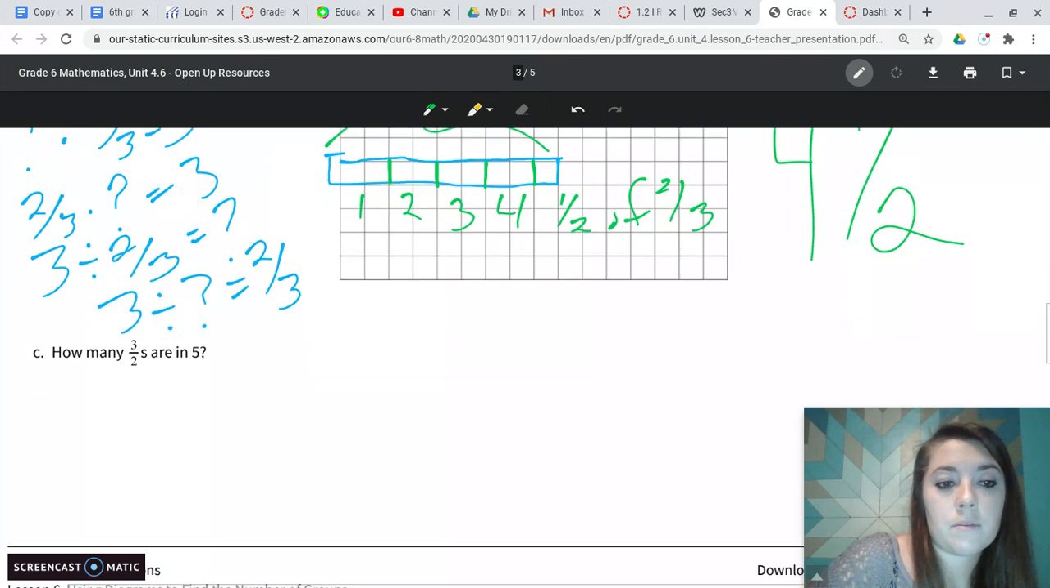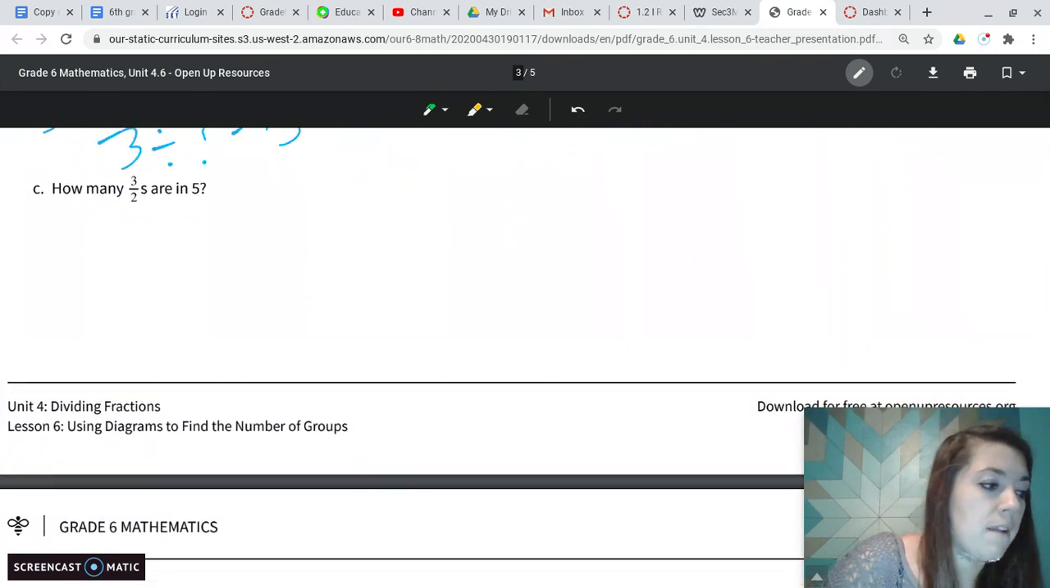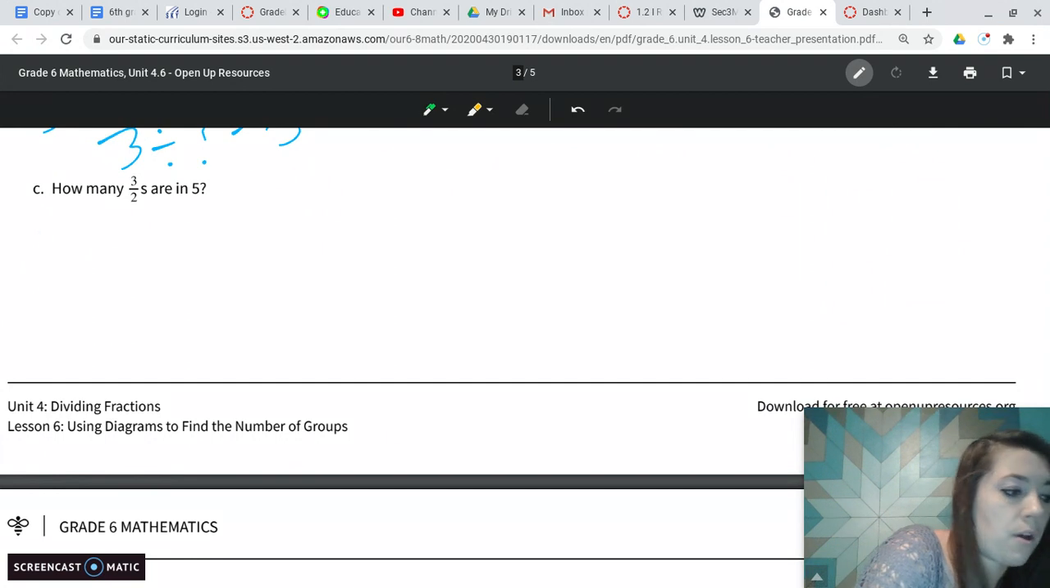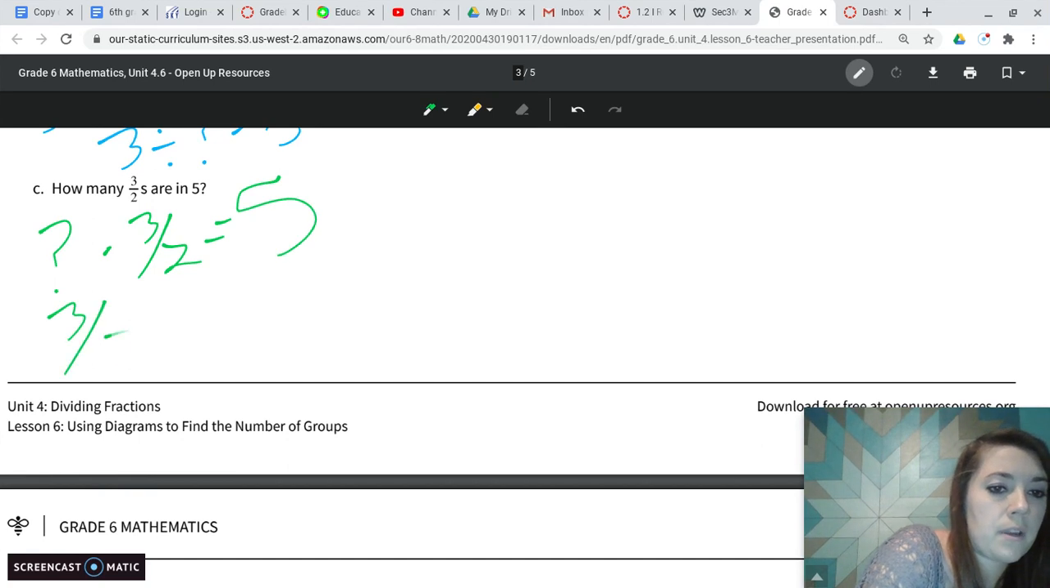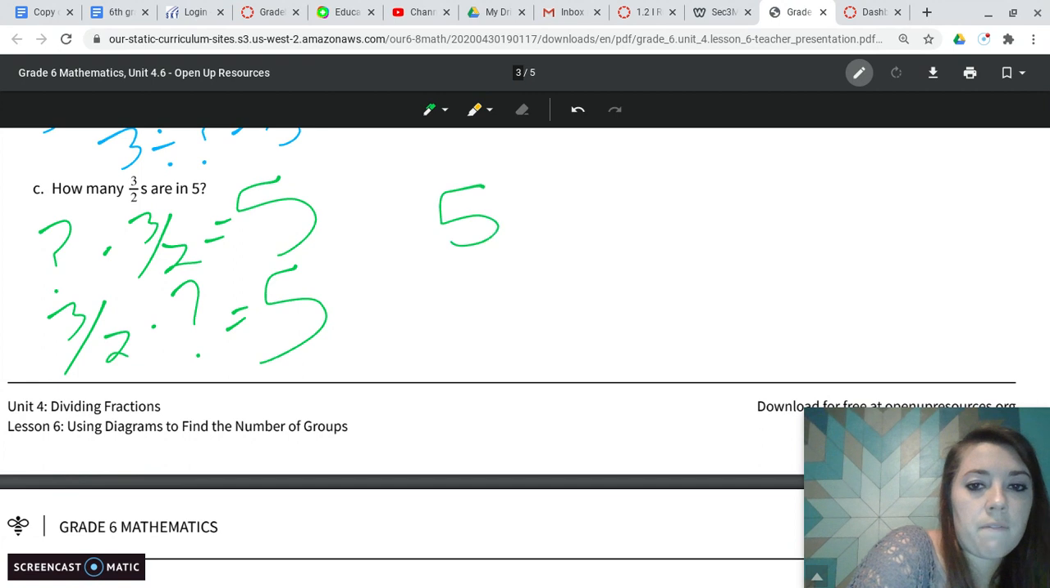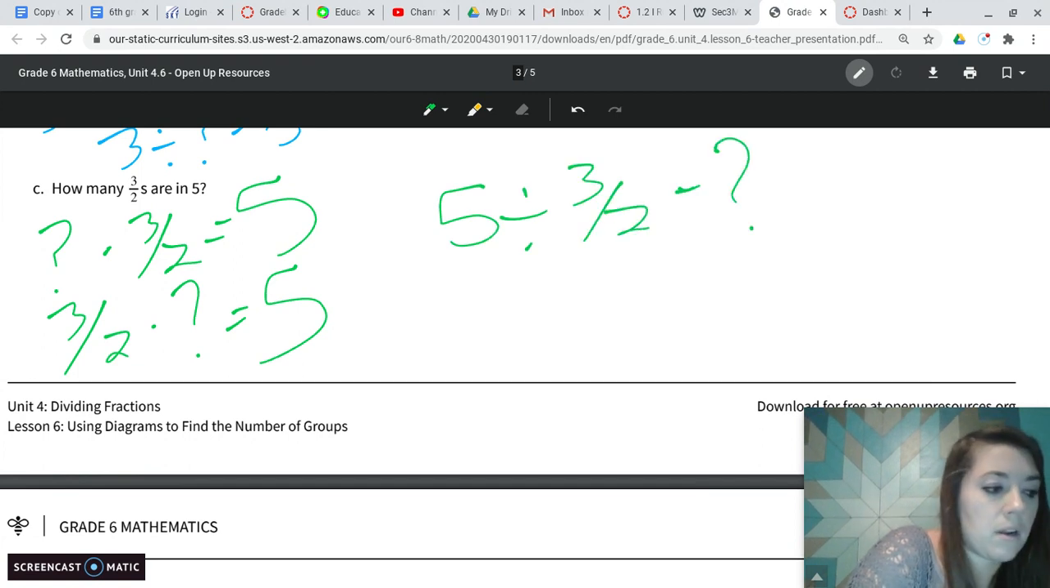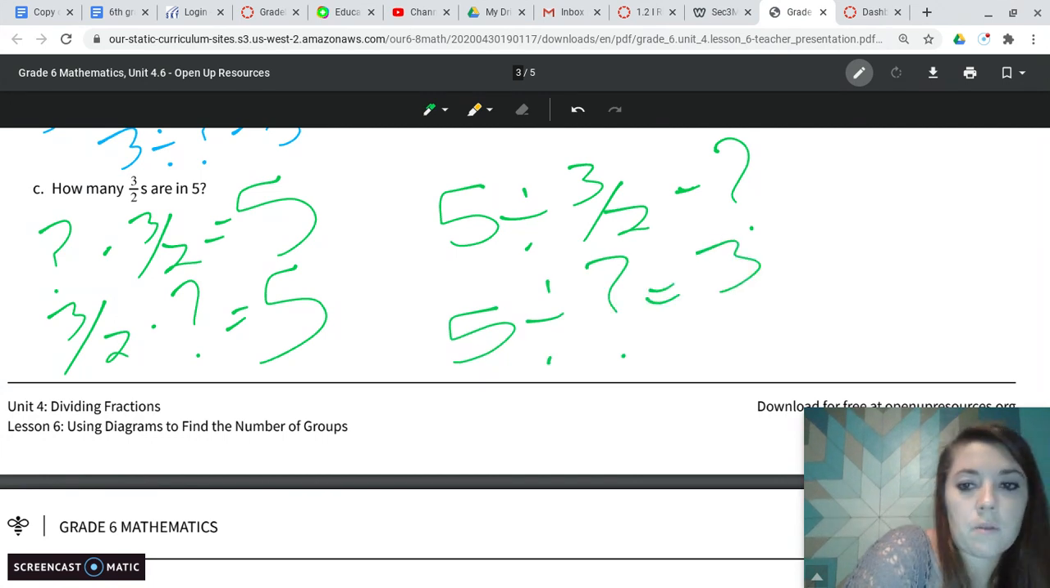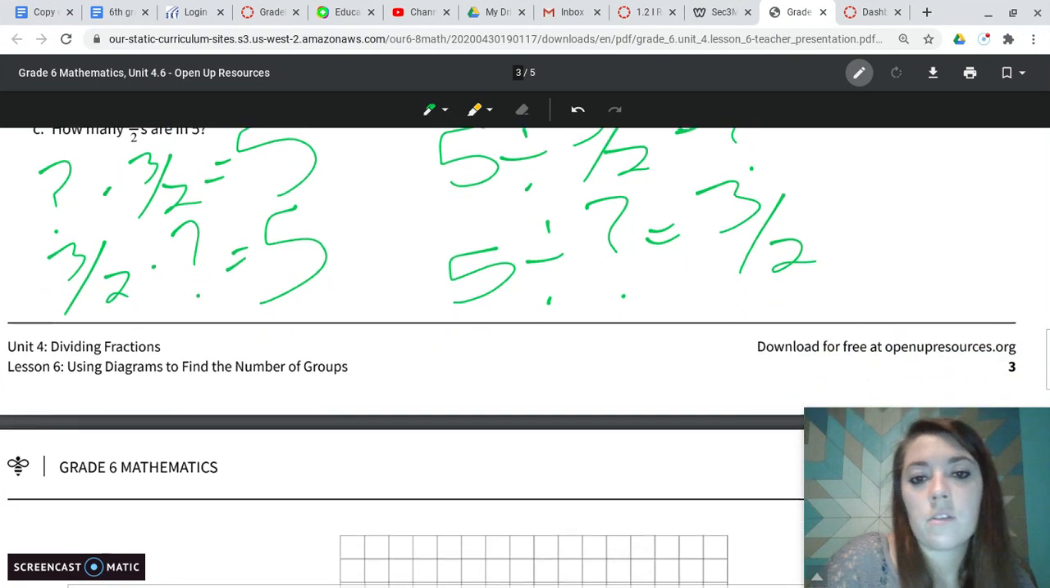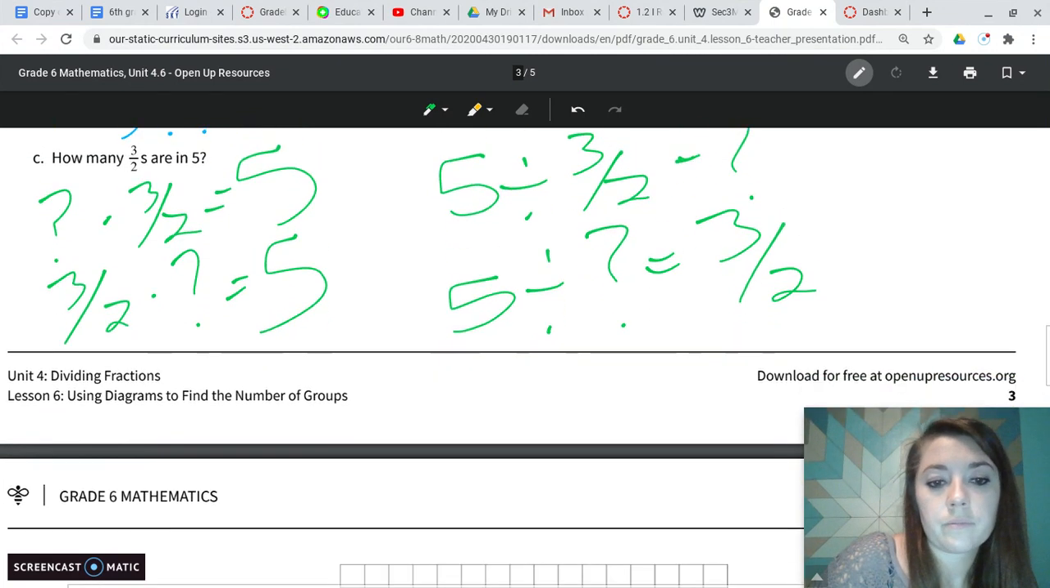All right, our next one. How many 3/2 are in 5? So question mark times 3/2 equals 5. 3/2 times question mark equals 5. 5 divided by 3/2 equals question mark, and 5 divided by question mark equals 3/2. So there are our equations.